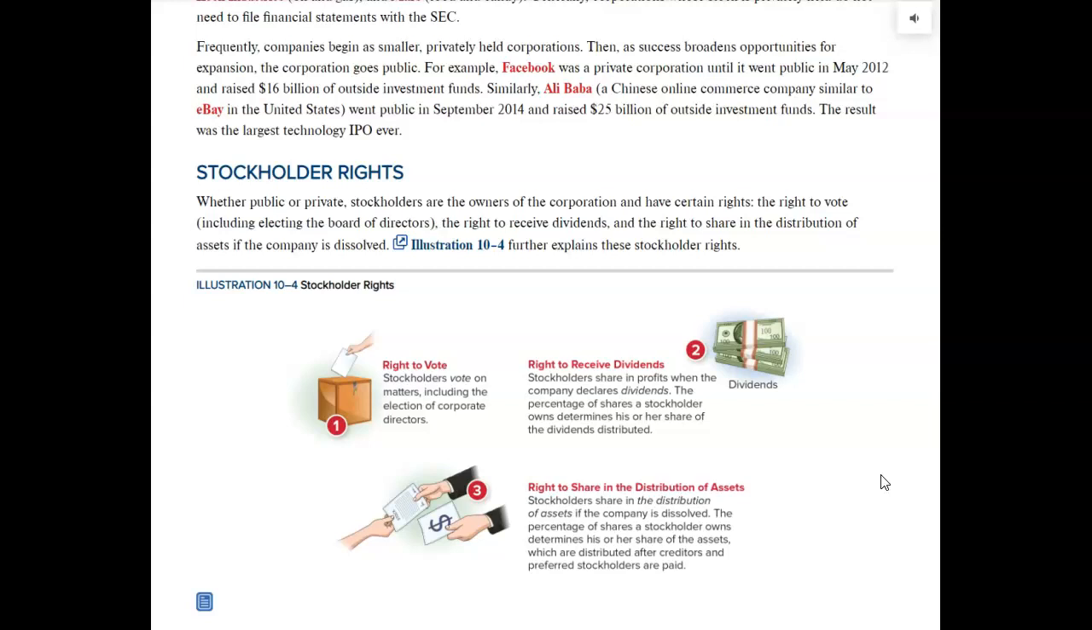They have the right to receive dividends if dividends are going to be paid. Now, dividends do not have to be paid. You have to wait until the corporation is in good financial condition, with the cash and the previous earnings, to issue dividends. If the corporation happens to be dissolved, then the shareholders have the right to receive some of the assets after all the creditors are paid. So stockholders have certain rights.